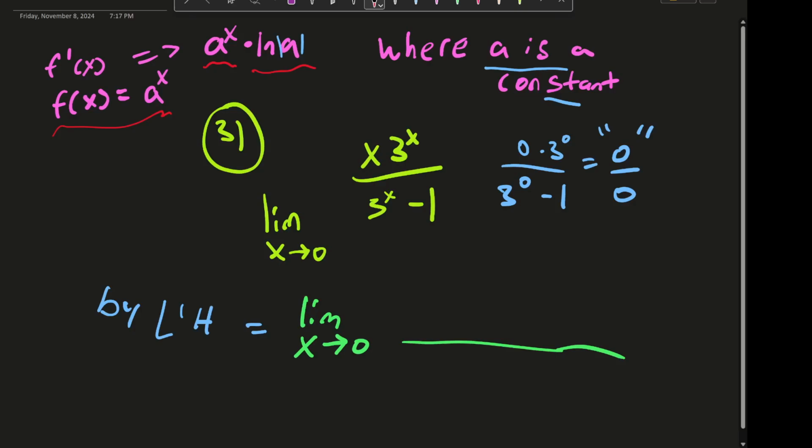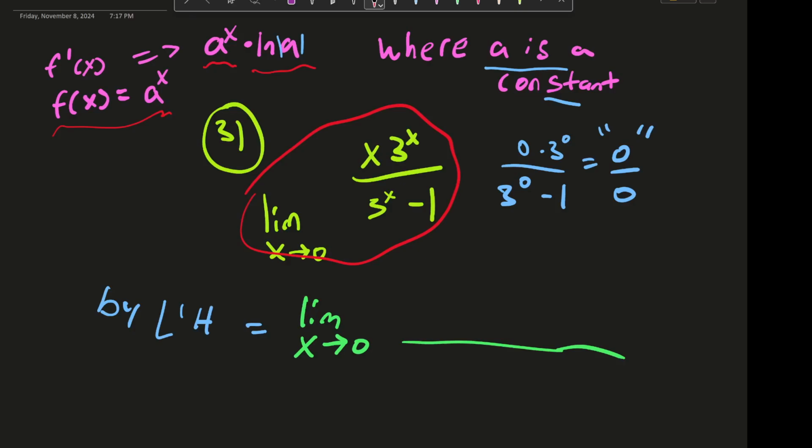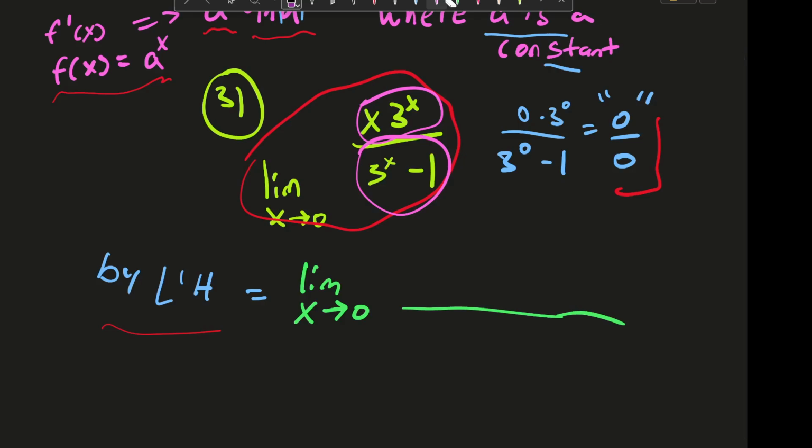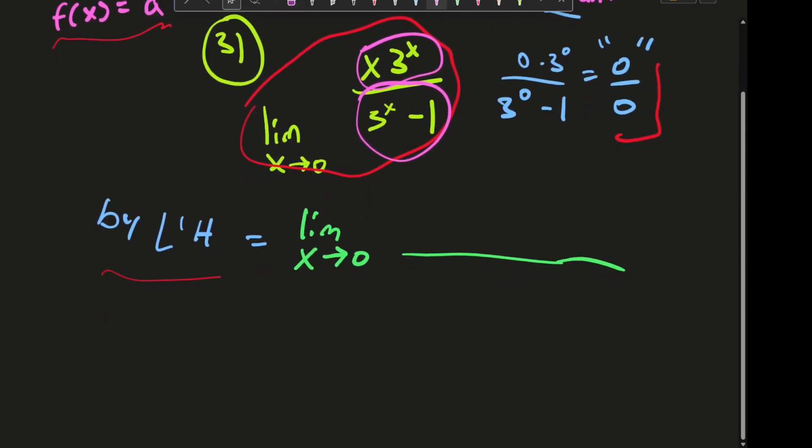And if you have this problem here, limit as x goes to 0 of x times 3 to the x over 3 to the x minus 1, then you'll have 0 in the numerator and 0 in the denominator. You'll have the form 0 over 0. So then by L'Hopital's rule, you can take the derivative of the numerator over the derivative of the denominator, and do the limit, and it should be the same value but with a form you can work with.